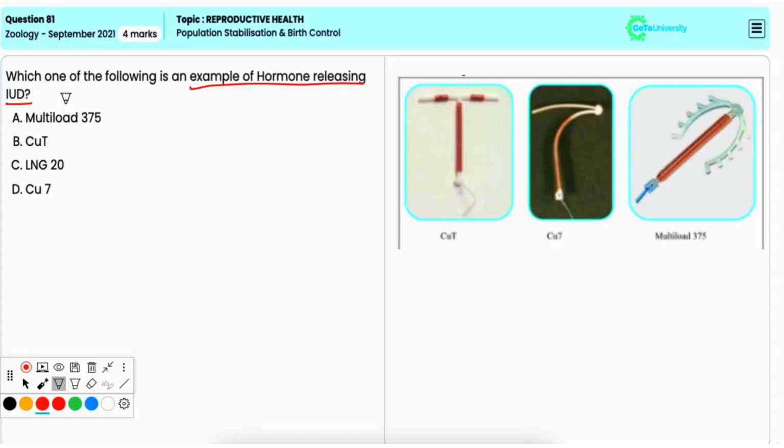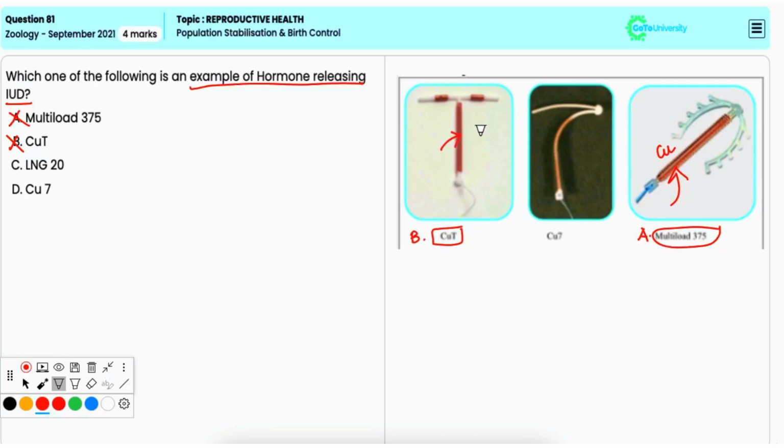Option A, multi-load 375. It is incorrect. It is a copper containing IUD that prevents pregnancy by releasing copper ions because they are very toxic to sperm, but it does not release any hormone. Option B, copper T. It is also incorrect. It is another example of copper based IUD similar to multi-load.